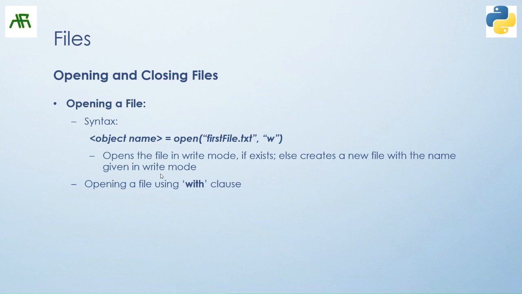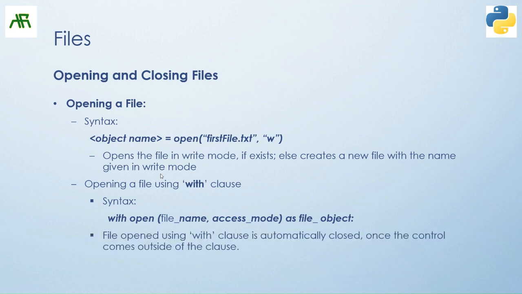Opening a file with the with clause: with open, file name, access mode as file object. When the file is opened with with, it is automatically closed once the control comes out of the block. This will be helpful in case we open some large files, deal with the data and forget to close, right? It might be sitting in the memory, or it might even interfere in some of the operations. So this particular syntax with open of a particular file name and an optional access mode will make sure once the file operations are done, the file is closed.